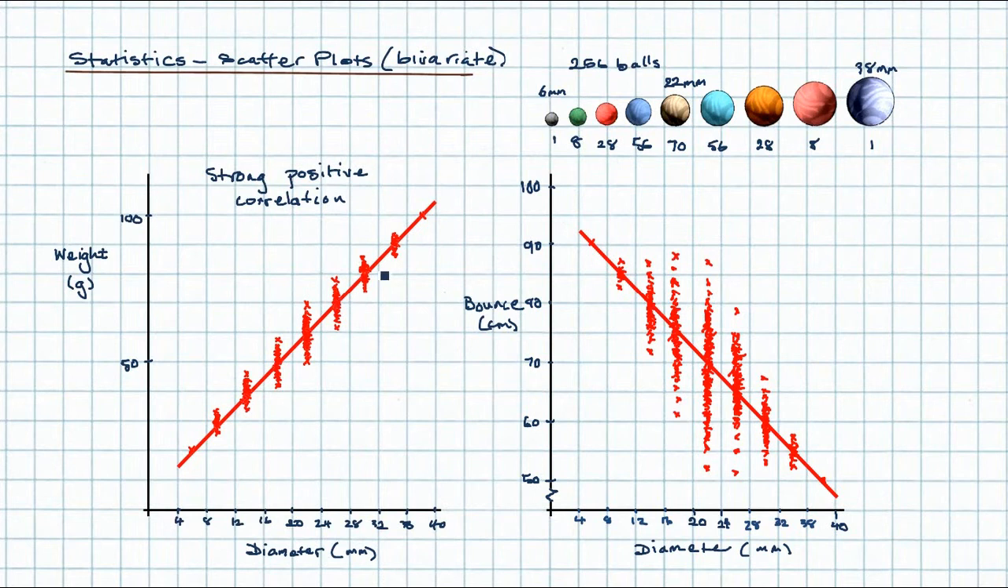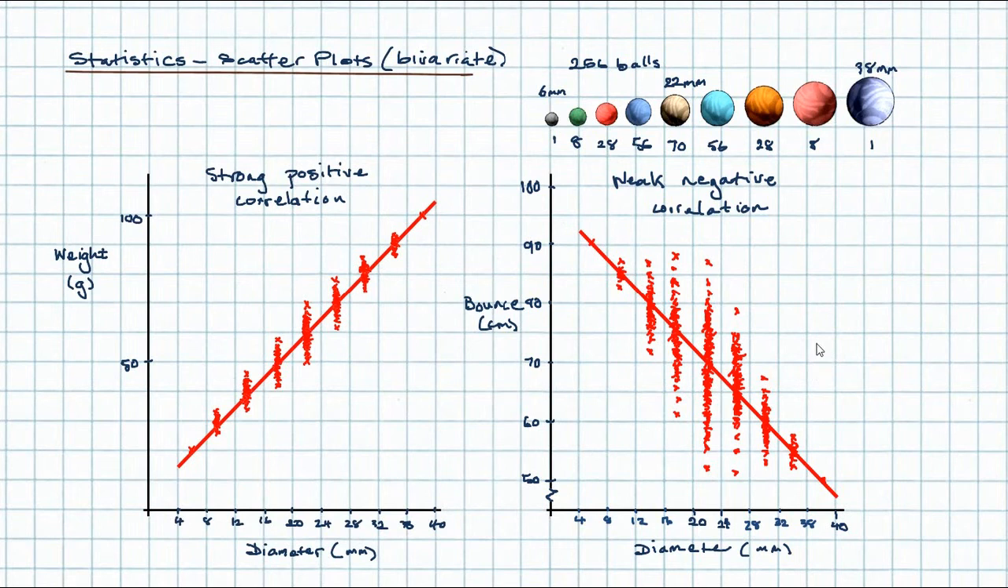Well, this time it's weaker. You can see these are very tightly packed. These now are more spread out, so we'll say this is a weak correlation, and it's a weak negative correlation because as the diameter goes up, the bounce comes down. As the diameter goes down, the bounce goes up, so it's a weak negative correlation, and that's indicated by the downhill slope of the line of best fit.